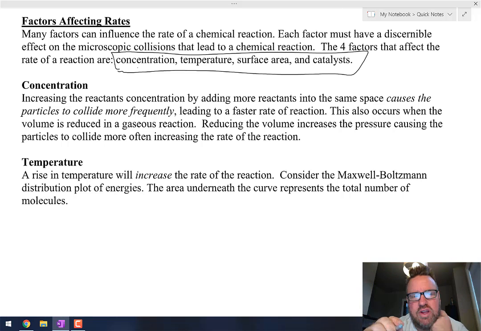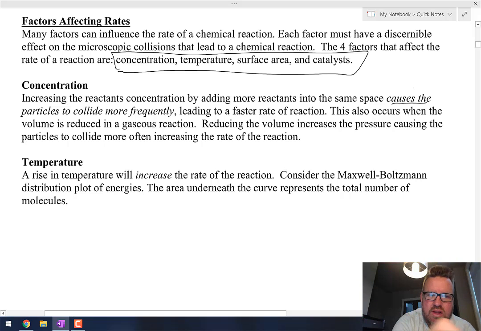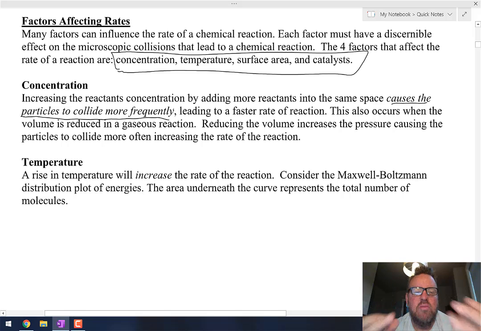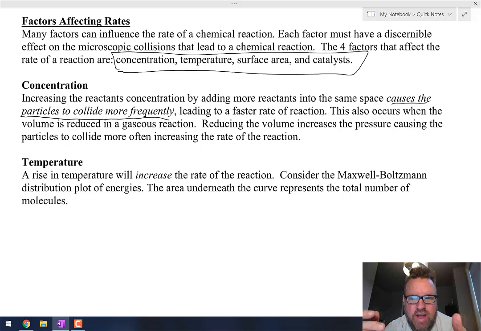When you increase the concentration of the reactants, and how do you do that? You put more of the reactants in there, and at the same space, so the volume has stayed the same. What that does is cause the particles to collide more frequently. They're hitting each other more often, and as they hit each other more often, that's going to make the reaction go faster.